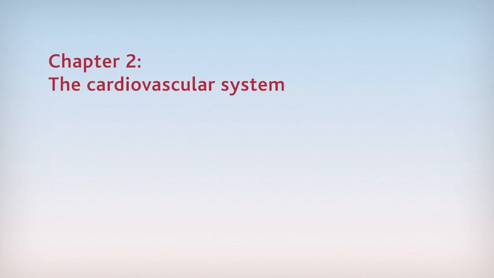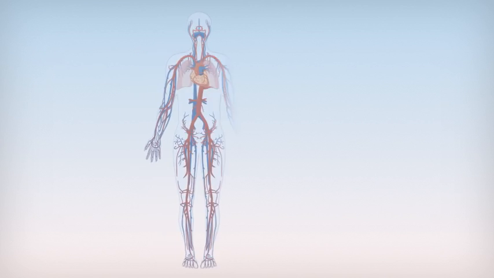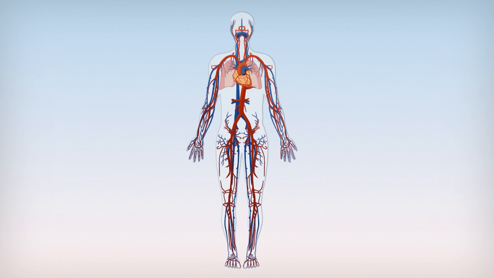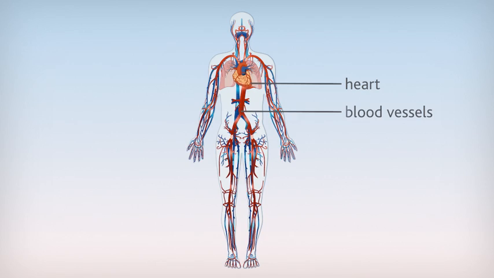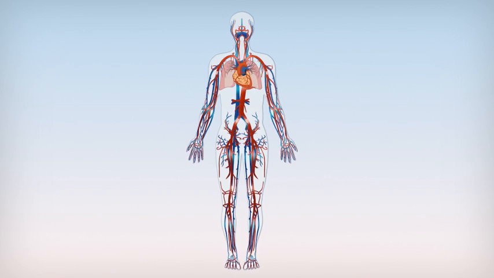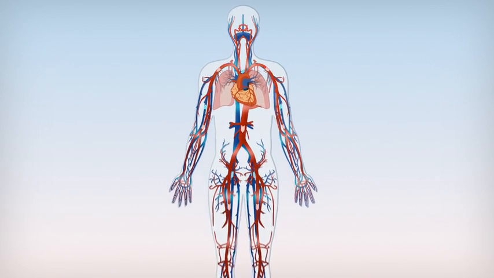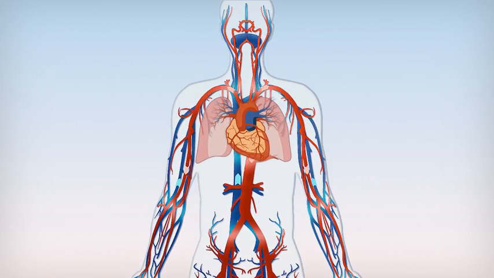The cardiovascular system. The cardiovascular system is a transport system for oxygen and nutrients that includes the heart, a network of blood vessels, and the blood itself. The heart is the motor, and the blood vessels are the tube system in which the blood circulates.